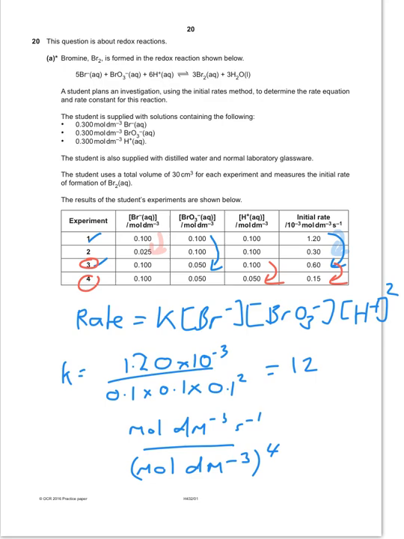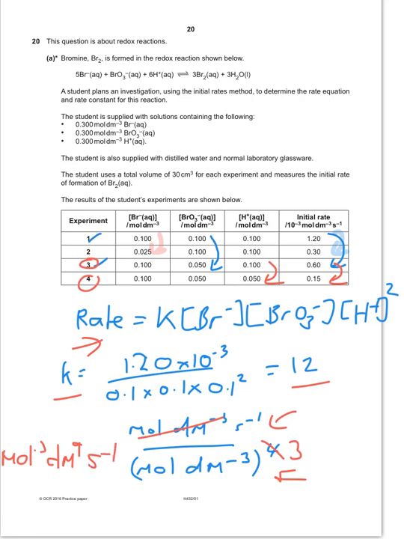Once you put those in, because you've got your rate equation here, rearrange it to find your rate constant K, and you get 12. And then you can rearrange to find your units. Rate is obviously in moles per decimeter cubed per second. All the others are in moles per decimeter cubed. So that cancels, that becomes 3. So your units are going to be moles to the minus 3, decimeters to the power of 9, seconds to the minus 1.